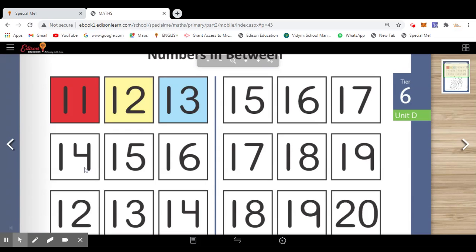14 पहले आता है तो रेड कलर फिल करेंगे. 15 मिडिल वन. 15 comes in between. So we will fill येलो कलर. एंड 16 बाद में आता है तो उसमें हम ब्लू कलर फिल करेंगे.